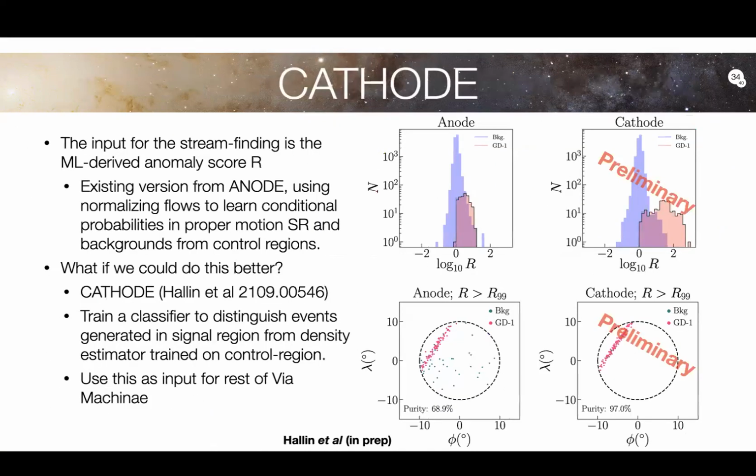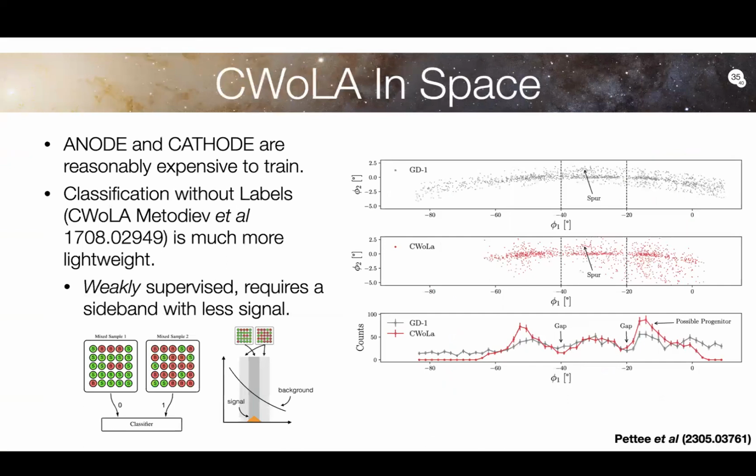We are working on an improvement. The LHC people have developed ANODE, and of course now we have CATHODE. That just improves your anomaly score, and so that should really help. There's another thing with Ben Nachman and company: another anomaly detector called Koala. So now it's Koala in space.